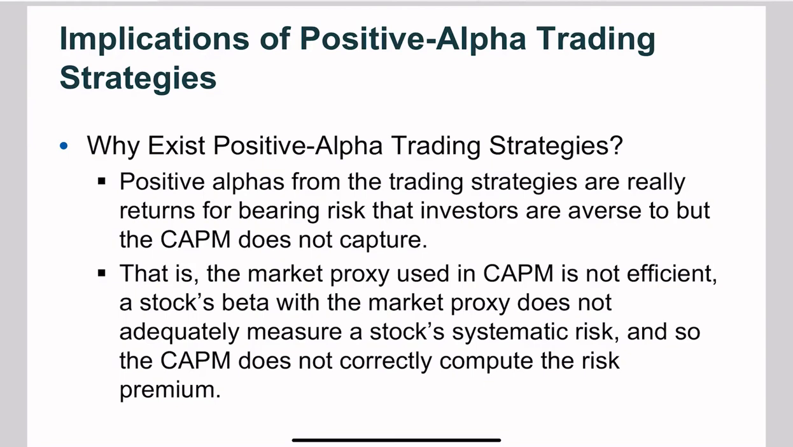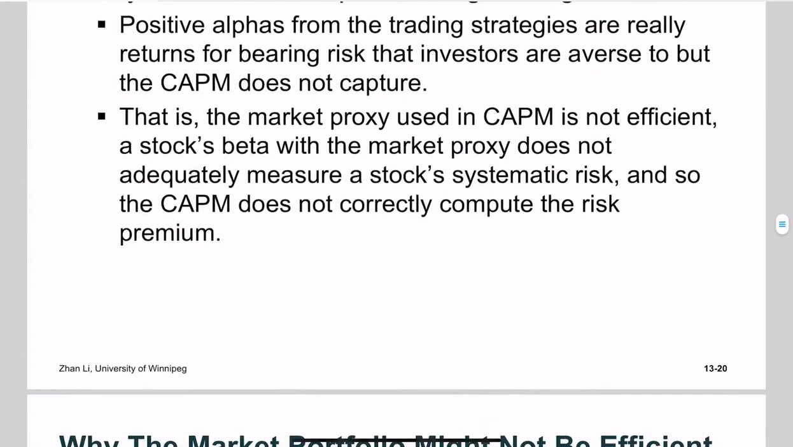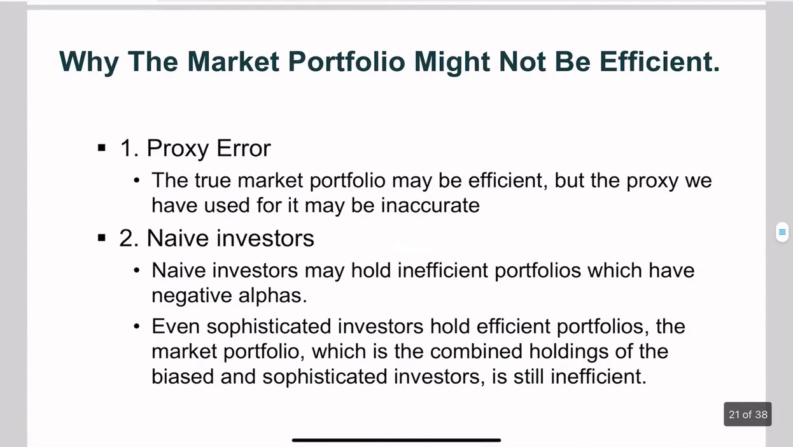Now you might wonder, why is it possible that market portfolio is not efficient, right? So there are two potential reasons. The first one is called proxy error. Remember we discussed the so-called market proxy, right? So when we talk about the chapter on the implementation of CAPM, we said market portfolio actually refers to the portfolio of all securities in the market.